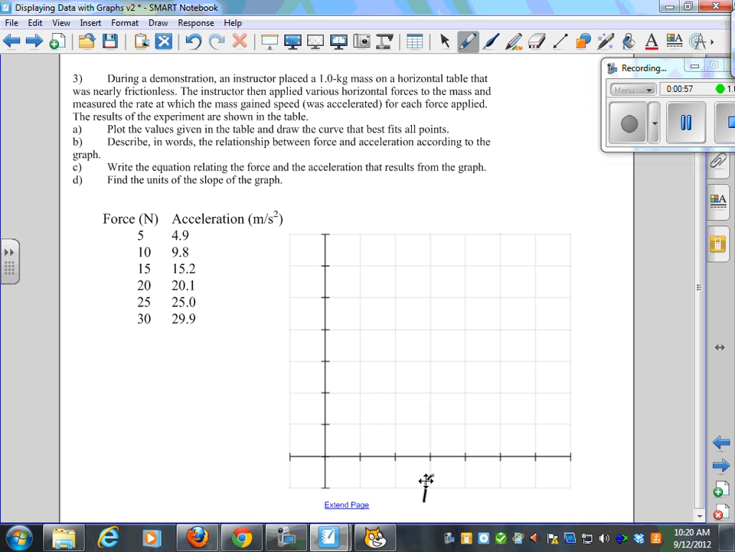So which one goes where? Force should go down here. Is that where you had it? And acceleration should go there, right? Okay. The results of the experiment are shown in the table. Plot the values given in the table and draw the curve or line that best fits all points.